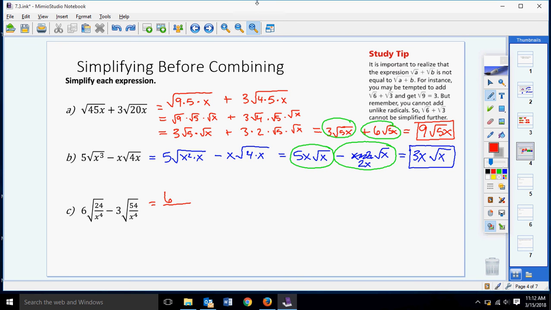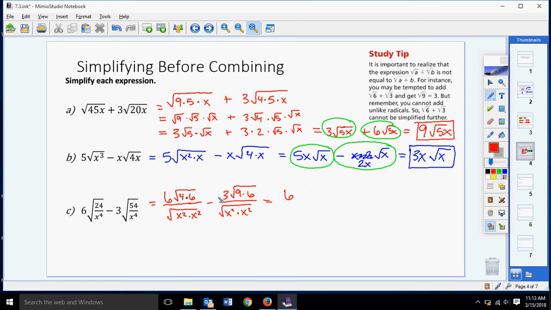Better yet, let's do this all in one step. The square root of 24 can be written as 4 times 6. Remember, we want to write 24 as multiples of perfect squares so that the square root of 4 will eventually cancel. And then I have a square root of x to the 4th, so that's x squared times x squared. I'm going to do the same thing. I'm going to put the 3 in the numerator, and the square root of 54 I can write as 9 times 6. Down below I have the square root of x to the 4th, which is x squared times x squared. Remember, I'm rewriting these under these radicals so that I can simplify it.